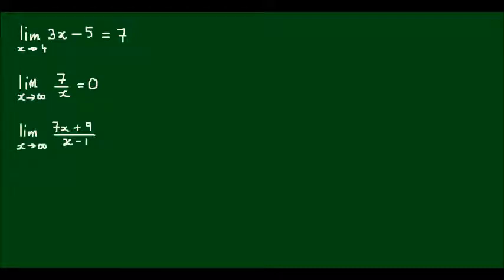What about the limit as x approaches infinity of 7x plus 9 over x minus 1? Well, in this case both the top and the bottom are going to get infinitely large if I plug in infinity. And I can't do infinity divided by infinity because I can only divide numbers, not symbols. So in this case I'm going to have to manipulate this function a little bit. The limit as x approaches infinity stays the same.